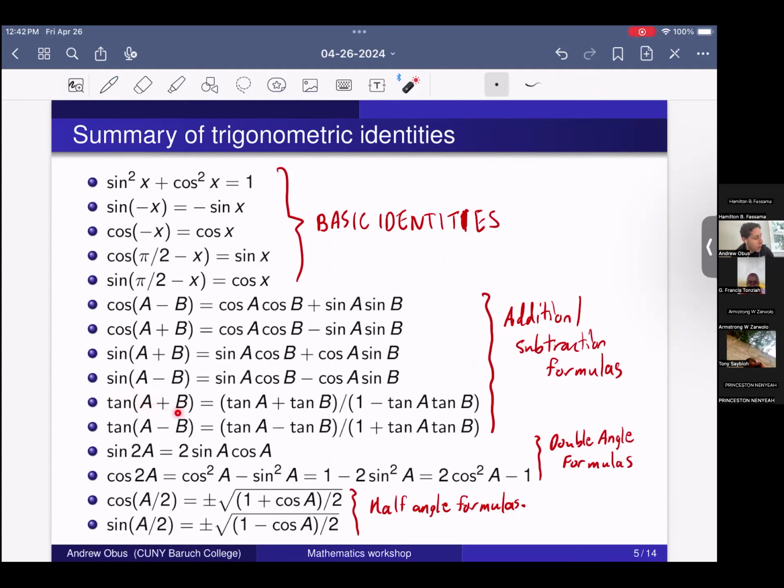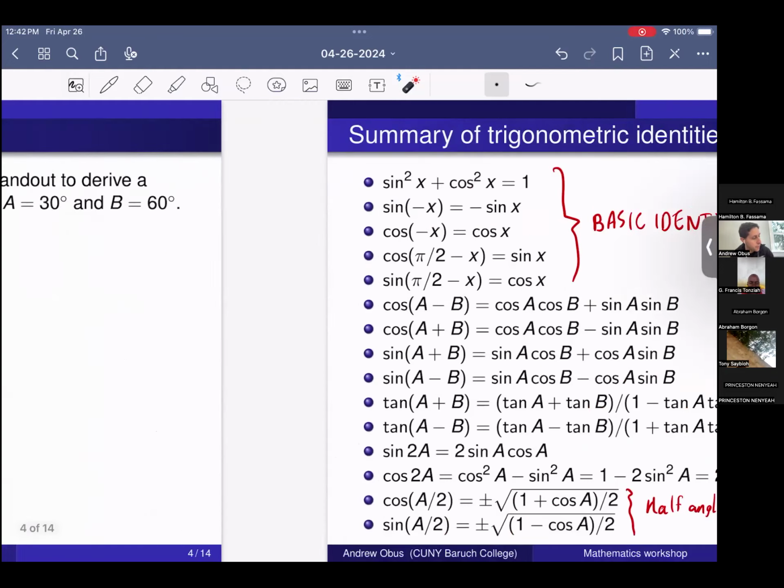If we want to do 105 degrees, we want to write it in terms of angles we know, right? So what should we take for our A value and what should we take for our B value in order to get 105 degrees here? A equal to 60 degrees. Yep. And B equal to 45 degrees. Great. Yeah, that's exactly right.